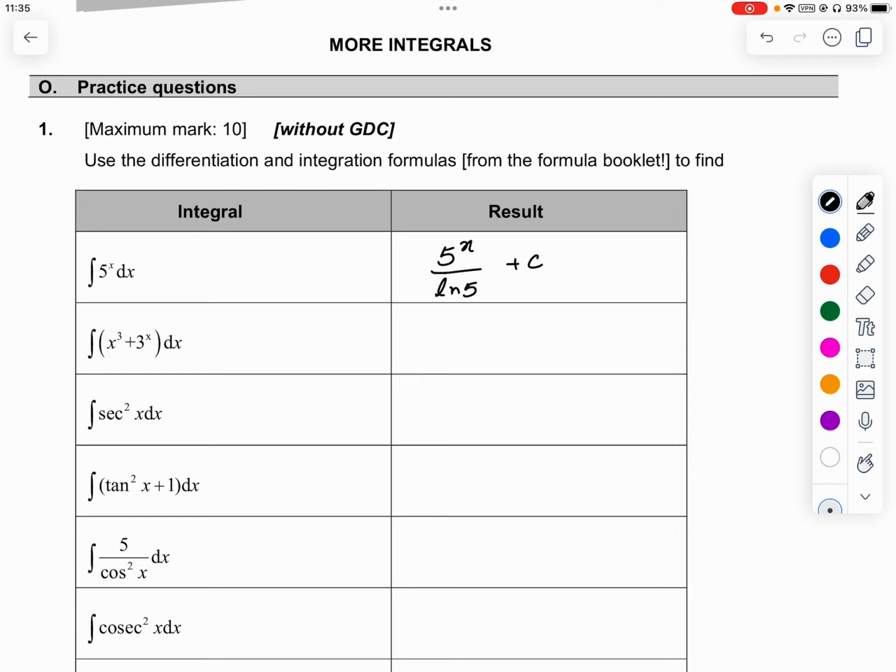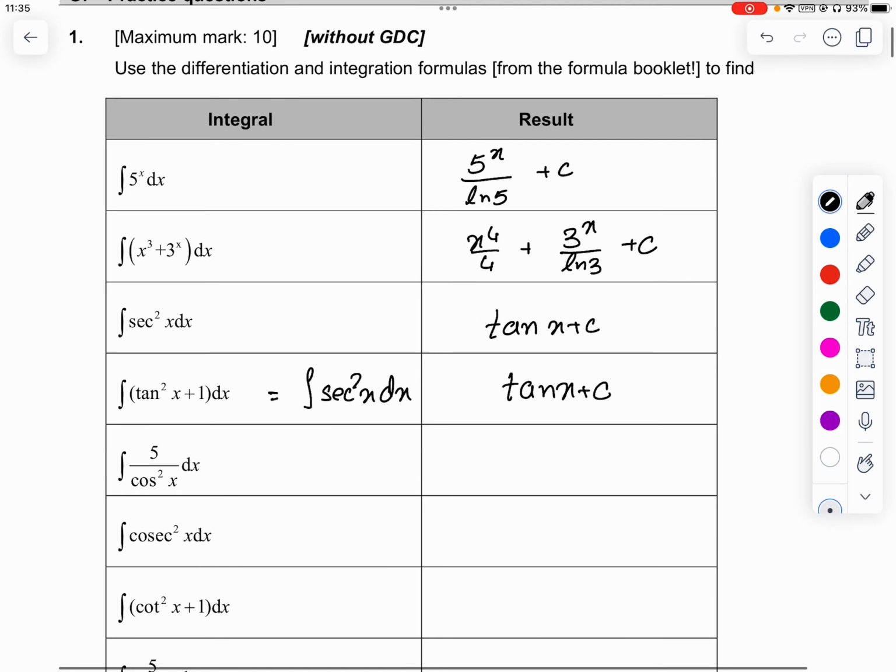Then integral of x cube becomes x power 4 upon 4. Integral of 3 power x is 3 power x upon ln 3 plus c. Integral of secant square x is tan x plus c, and integral of tan square x plus 1 can be written as integral of secant square x, since tan square x plus 1 is secant square x. Secant square x integral is nothing but tan x plus c. Now 5 secant square x dx becomes 5 tan x plus c.